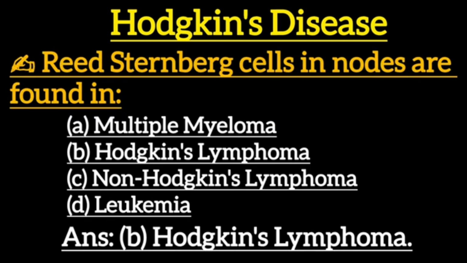Next one: Reed-Sternberg cells in nodes are found in option A, multiple myeloma, option B, Hodgkin lymphoma, option C, non-Hodgkin's lymphoma, option D, leukemia. Correct answer is option B, Hodgkin's lymphoma.